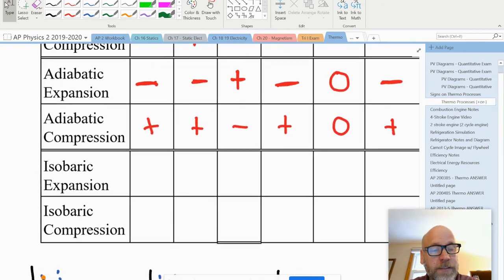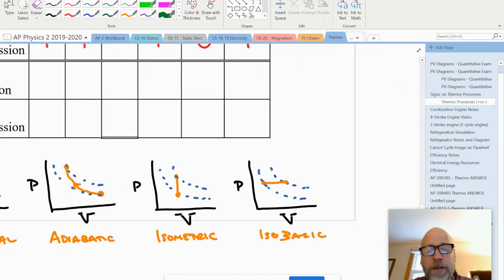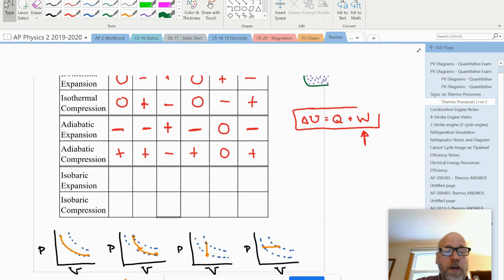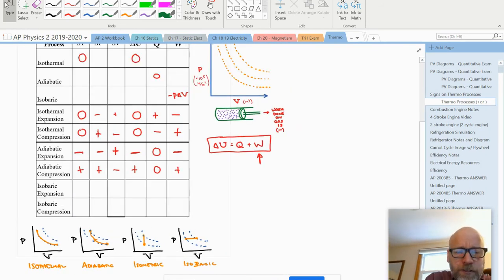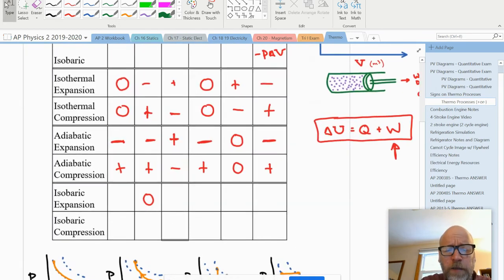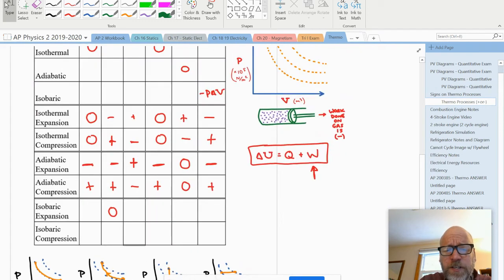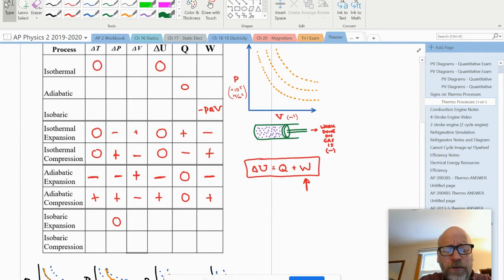Last, isobaric. Isobaric expansion. Let's talk about the signs. If it's isobaric expansion, then obviously the change in pressure would be zero. If the change in pressure is 0, does that tell us anything else? Well, because it's expansion, I know that the work is going to be negative.